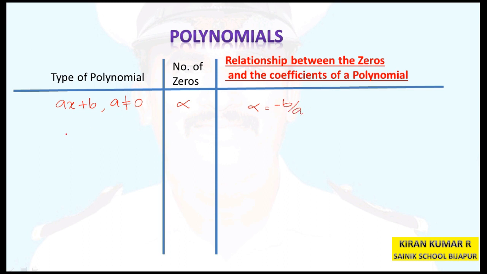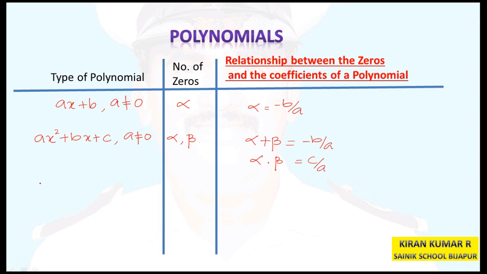We also had a quadratic polynomial of type ax square plus bx plus c with a not equal to 0 to have two zeros. Say alpha and beta are the zeros, then we have these two relations. Sum of zeros is minus b by a and the product of zeros alpha into beta is c by a.